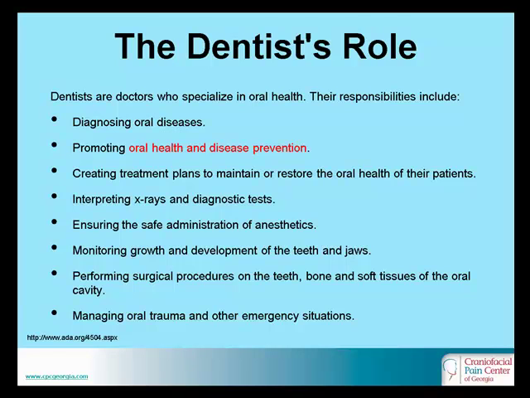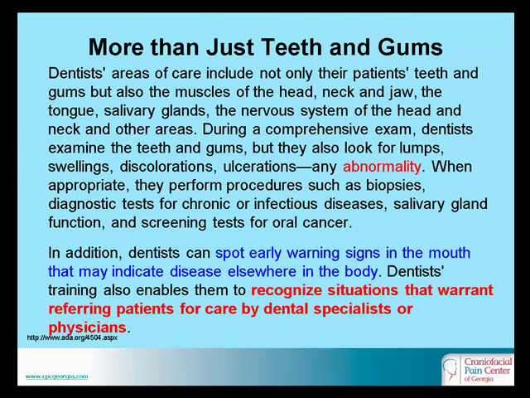You'll get a better grip of what I'm trying to say here as this presentation moves along. On that same statement, there is a discussion that is more than just teeth and gums. If you look at that statement, they say that dentists' areas of care include not only the patient's teeth and gums, but also the muscles of the head, neck, and jaw, the tongue, the salivary glands, but more importantly, the nervous system of the head. And the nervous system is where we see a lot of correlation with the nerves that go to the face, the nerves that go to the jaw, and its cross-correlation with neck issues or even headache issues that we'll talk about shortly.